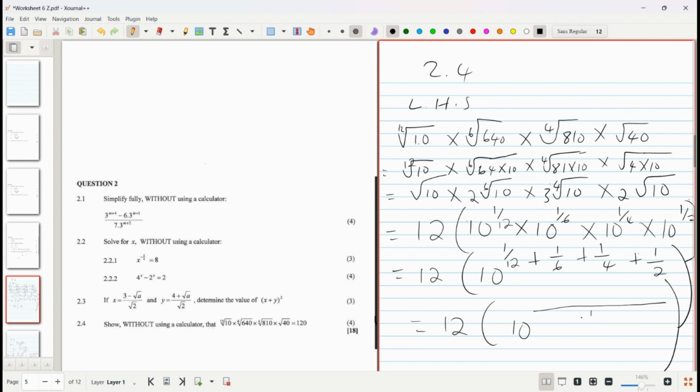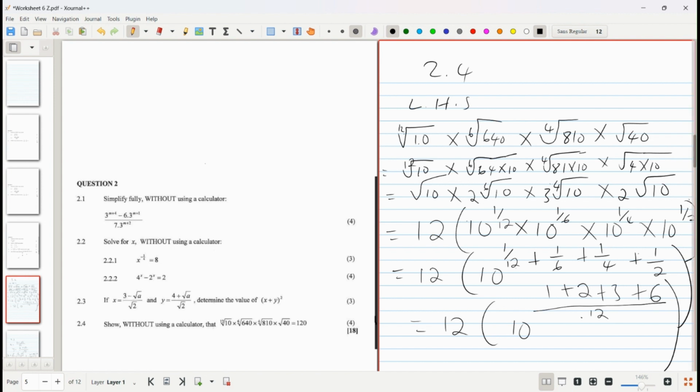So our LCD will be 12 here. So 12 divided by 12 is 1. 1 multiplied by 1 is 1. So 12 divided by 6 is 2. And then 12 divided by 4 is 3. And then 12 divided by 2 will be 6, right?